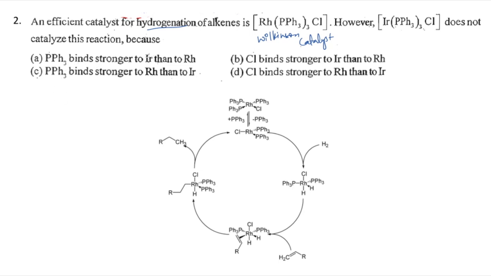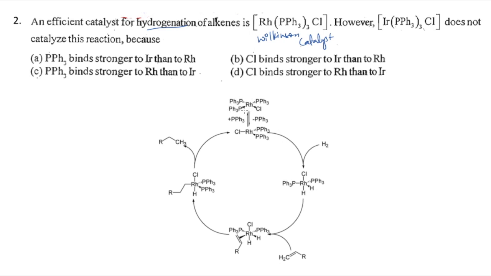PPh3 binds stronger to iridium than to rhodium. Chloride binds stronger to iridium than to rhodium. PPh3 binds stronger to rhodium than iridium, and the last one says that chloride binds stronger to rhodium than to iridium. Now, if you look at the mechanism, this is the mechanism of your hydrogenation of alkene by your Wilkinson catalyst.